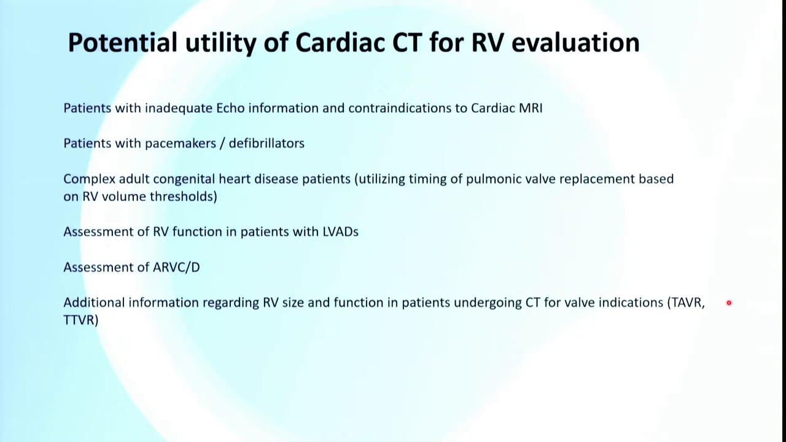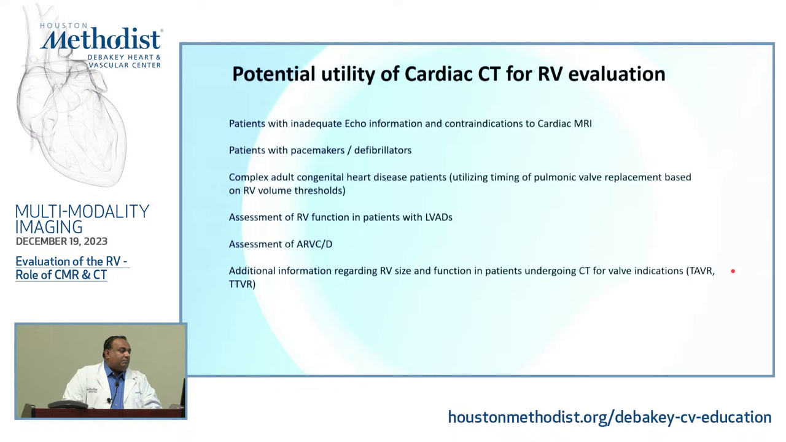So this is, in a nutshell, the different clinical scenarios where evaluation of RV function by CT can be useful. As we mentioned already, patients with inadequate echo information and contraindications to getting a cardiac MRI. These could be patients with pacemakers and defibrillators where, yes, we have more and more devices that are MR compatible now, but the MR images, especially for the right ventricle, if the leads are sitting in the RA and RV, may still not be very good. Patients with complex adult congenital heart disease may benefit from CT for looking at the RV, especially if some of these patients have hardware, pacemakers, and ICDs.